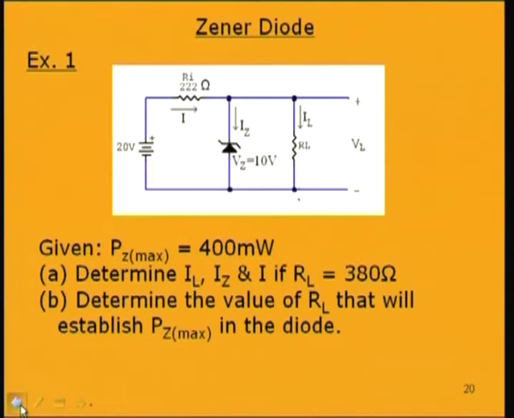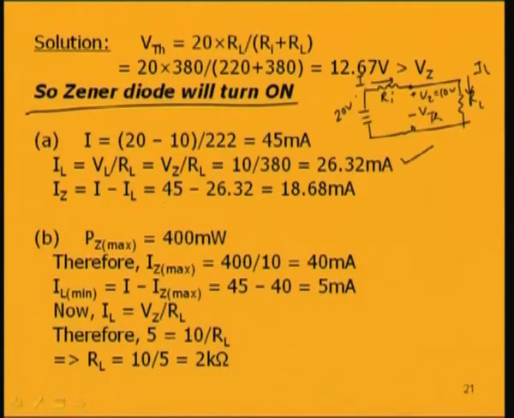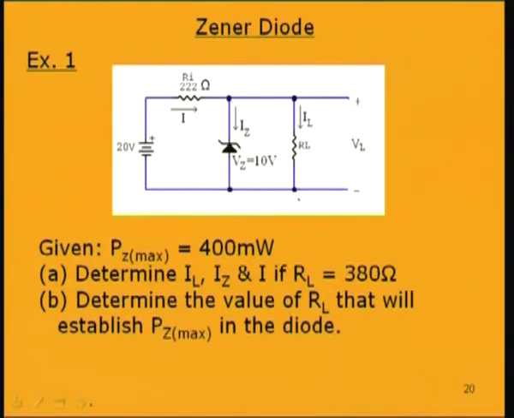Now, what is the current Iz? The Iz is equal to I minus IL. So, I is 45 we have found out, IL is equal to 26.32 milliampere, that gives 18.68 milliampere as the current flowing through the Zener diode. So, all the currents have been found out in part A, whatever we are asked. Second part, determine the value of RL that will establish maximum power dissipation, that is 400 milliwatt in the diode.